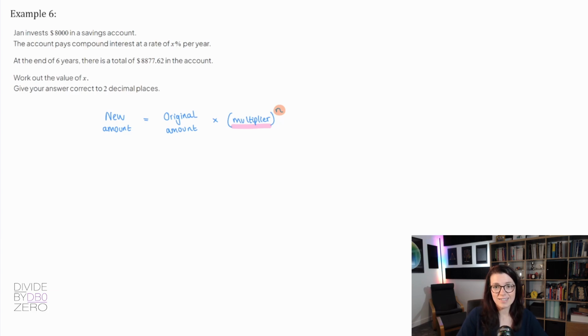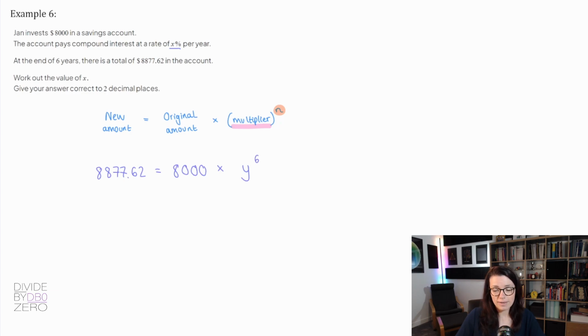So this is the hardest example that we've seen, because in this case, we actually don't know the compound interest rate. So we don't know what the multiplier is going to be yet. That's okay, we can still use the formula. So in this case, we know that the new amount that Jan has is 8,877.62. We know her original amount was 8,000. We don't know the multiplier, so I'm going to use the letter Y to represent that unknown. I would normally use X, but X% is given in the question, so I don't want to get them confused. And then we do know N is 6.